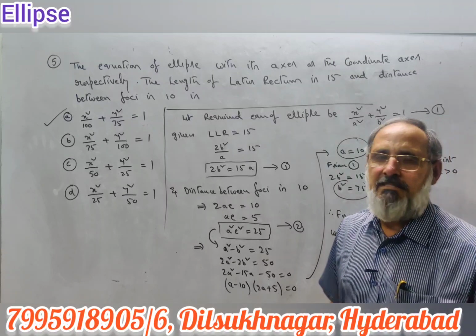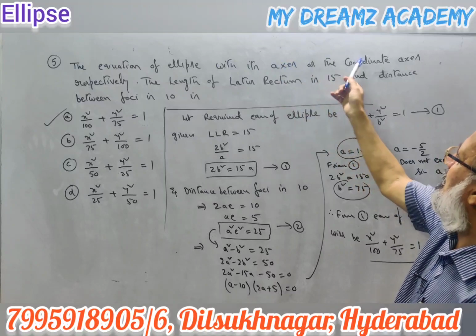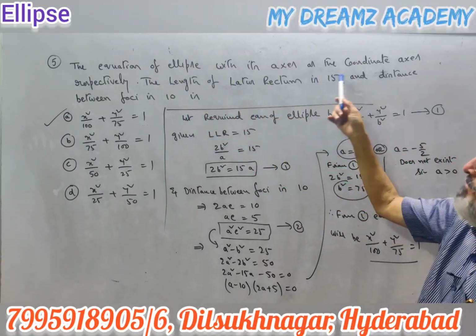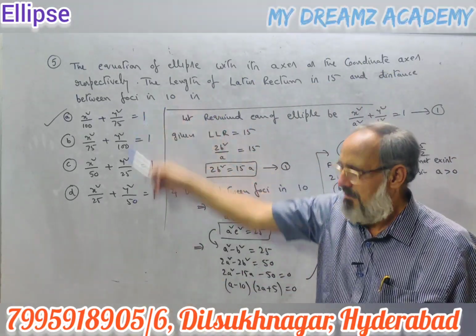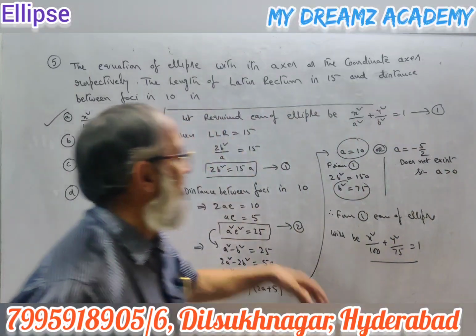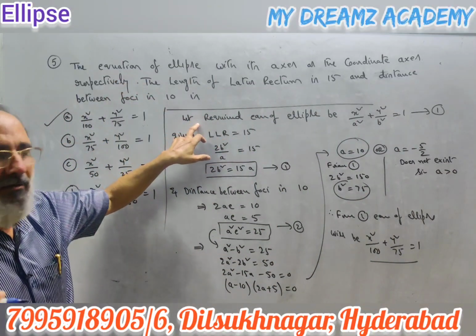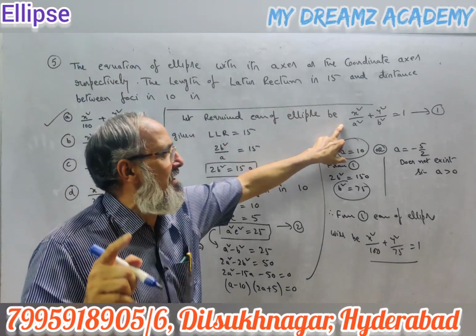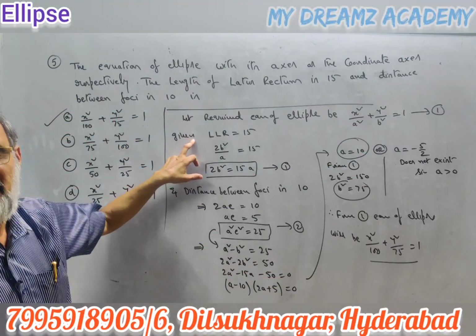Yes, the next problem will be to find the equation of an ellipse when two conditions are given. One is that the length of the latus rectum is 15, and the distance between the foci is also given as 10. These are the options. How to start? First, assume that the required ellipse is x square by a square plus y square by b square equal to 1.